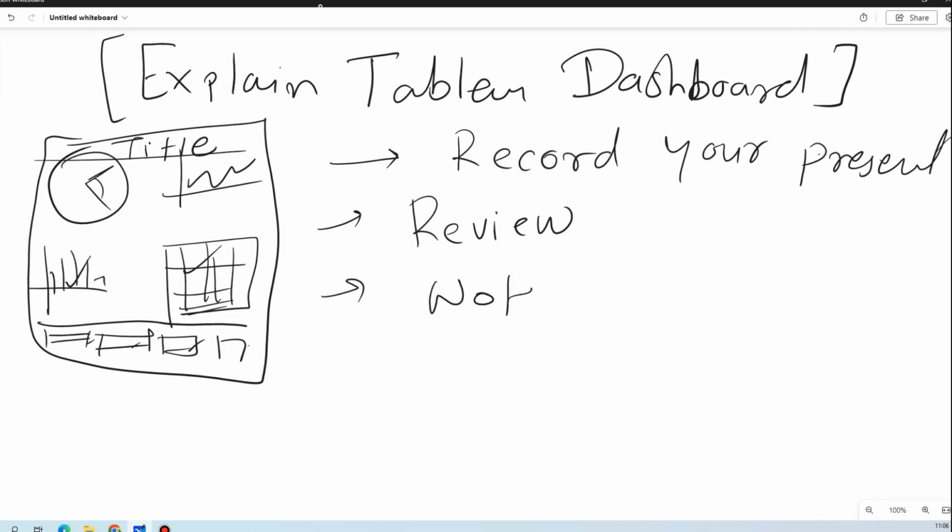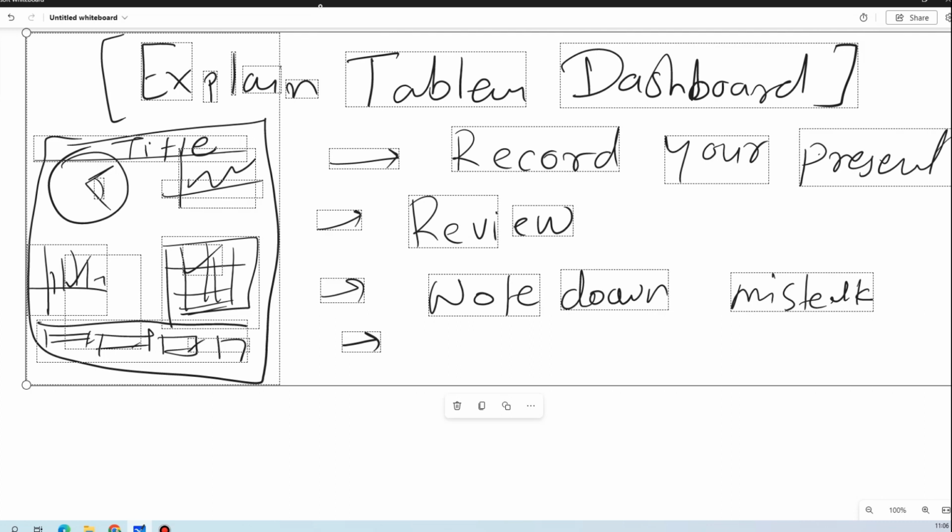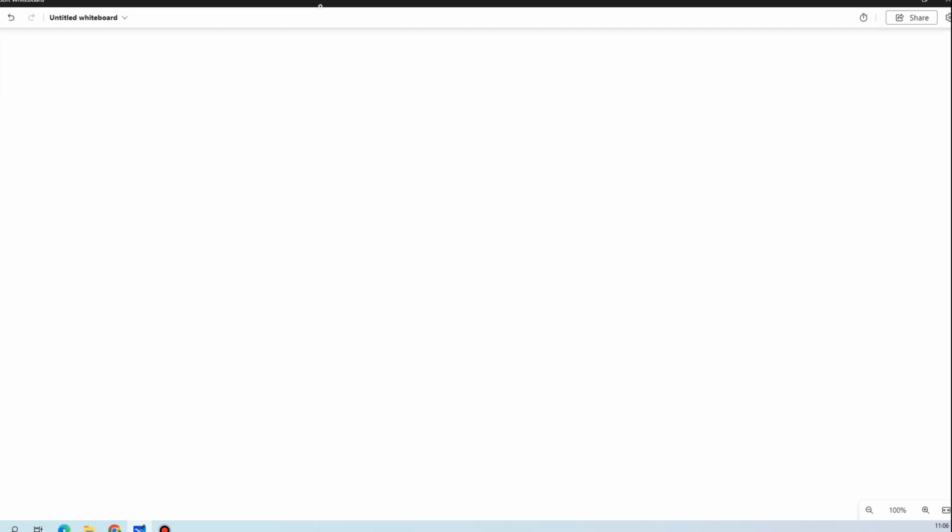Note down the mistakes you are making. You will figure it out, because if you don't like some words or the way you are explaining the stuff, you can just make it more organized. That's it. That is how you are supposed to explain your Tableau dashboard.